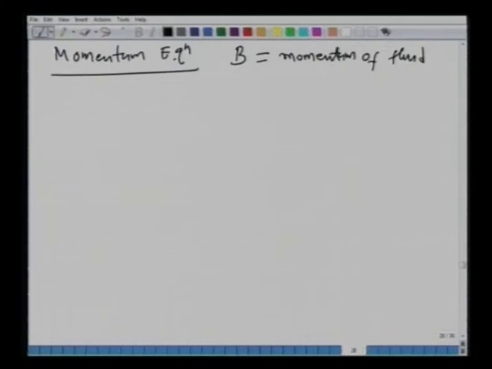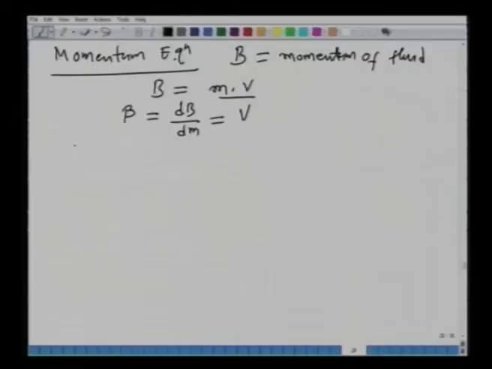Or your B is equal to, what is the momentum? Mass times velocity. That is how the momentum is defined. Now, can you tell me what will be the intensive property beta? This is defined as your dB over dm. So, if you take the derivative of this quantity m times v with respect to m, what you will have is the velocity v. So, for the momentum as the extensive property, velocity is the intensive property. Okay. So, keep that in mind.